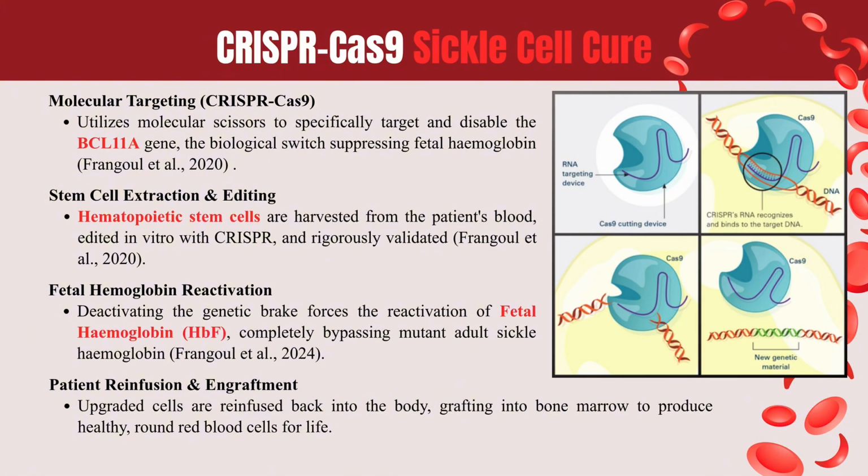The system precisely targets and knocks out a specific genetic break, the BCL11A gene, which acts as a molecular switch in our cellular blueprint. By disabling this switch, we trigger a brilliant biological workaround, the reactivation of fetal hemoglobin. This healthy, oxygen-rich hemoglobin format, which we all naturally produce before birth, takes over, effectively bypassing the defective adult sickle hemoglobin entirely. Finally, after the patient undergoes a brief conditioning treatment, these newly upgraded gene-edited stem cells are reinfused back into the body. They successfully graft into the bone marrow, continuously producing healthy, round red blood cells, offering a lifetime cure.